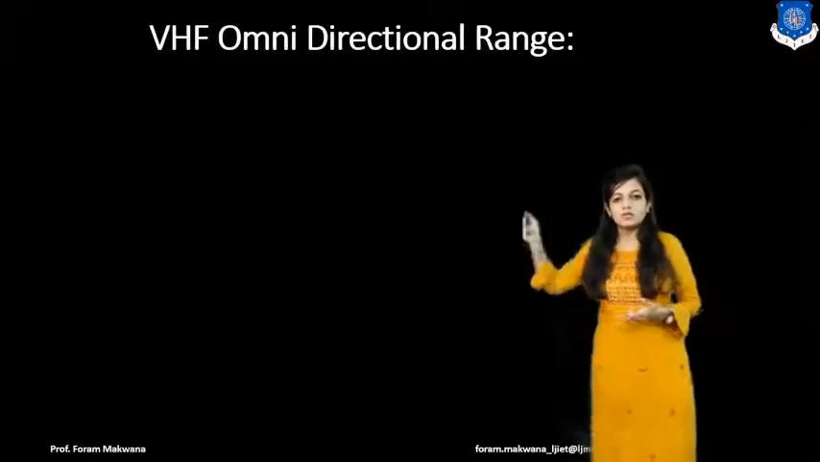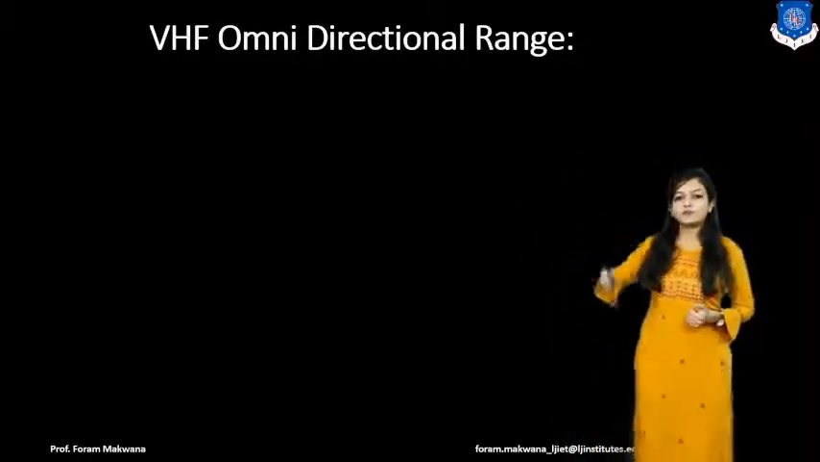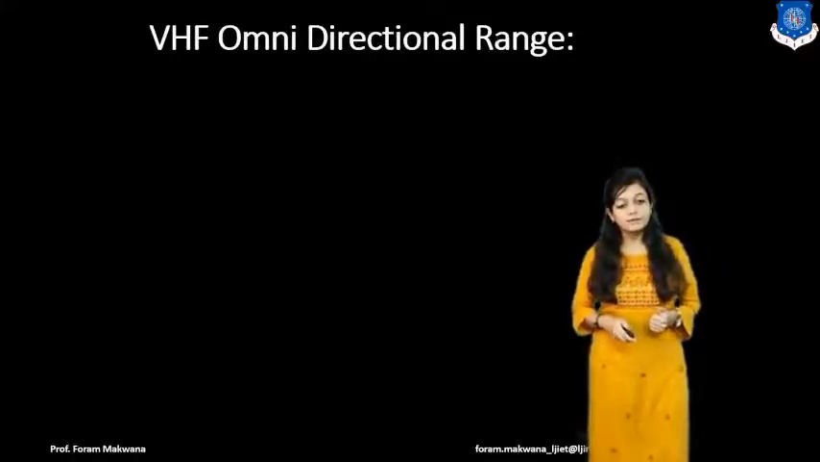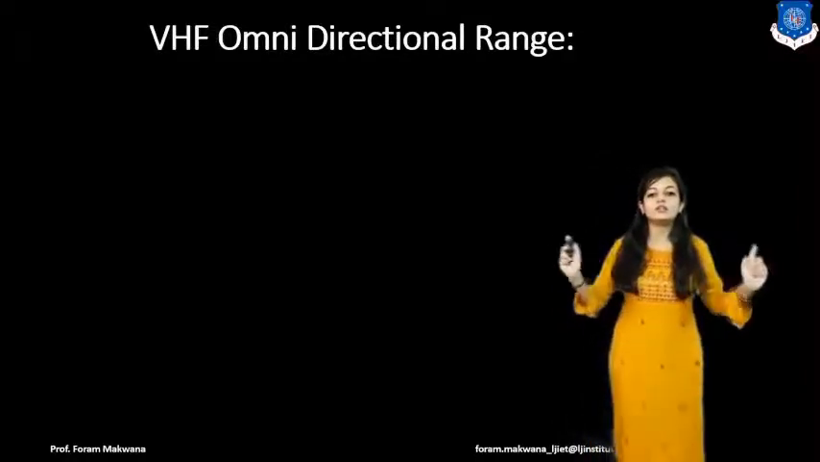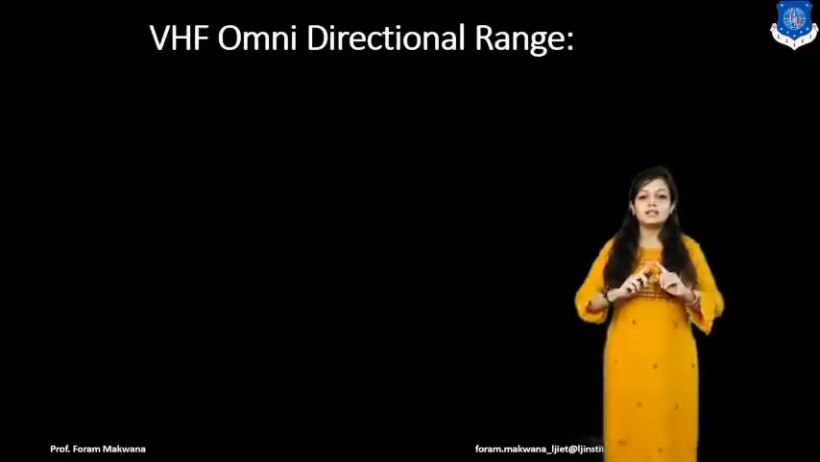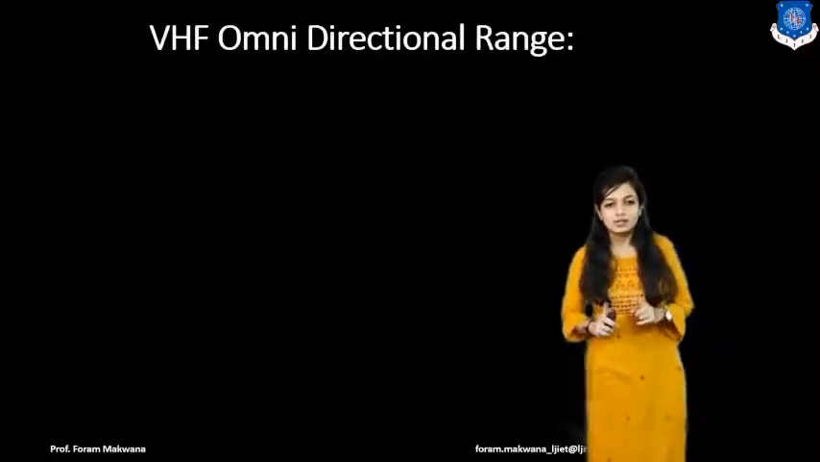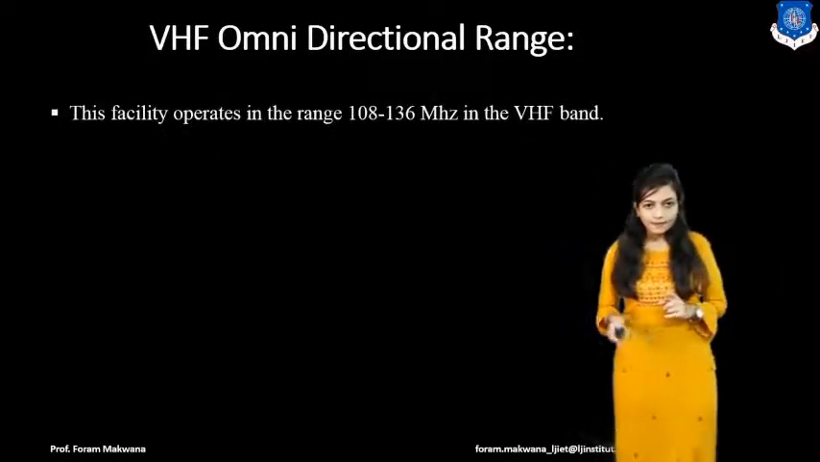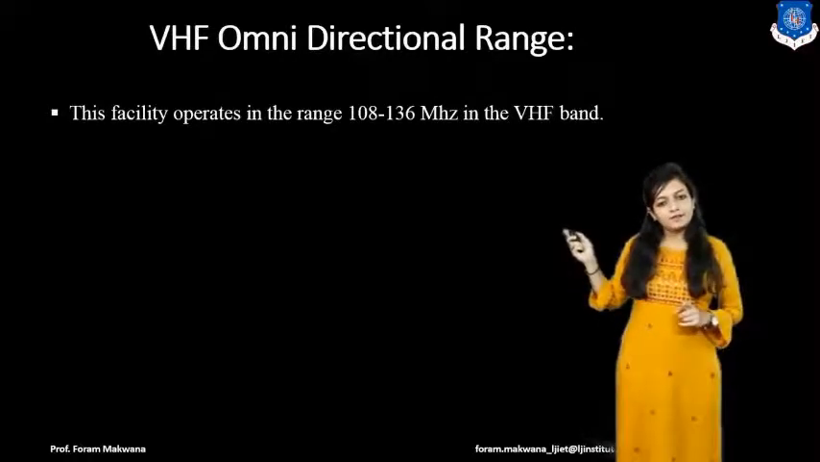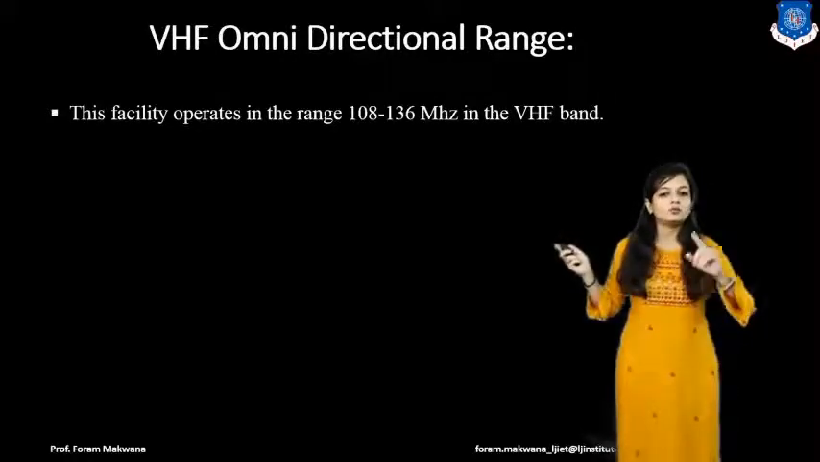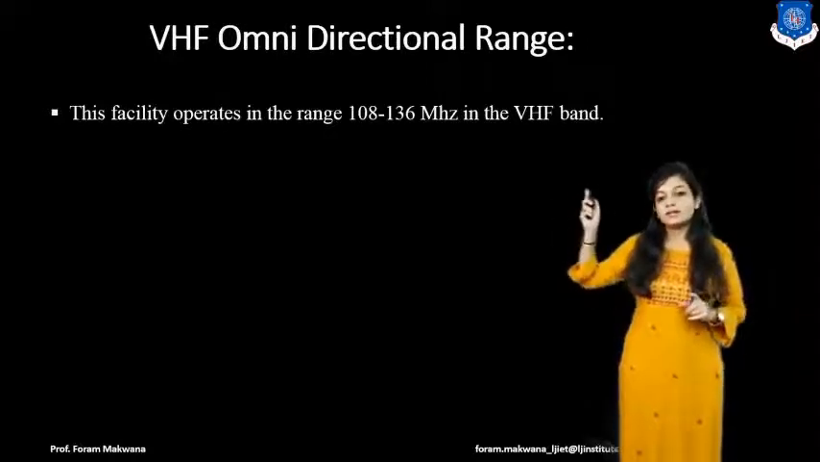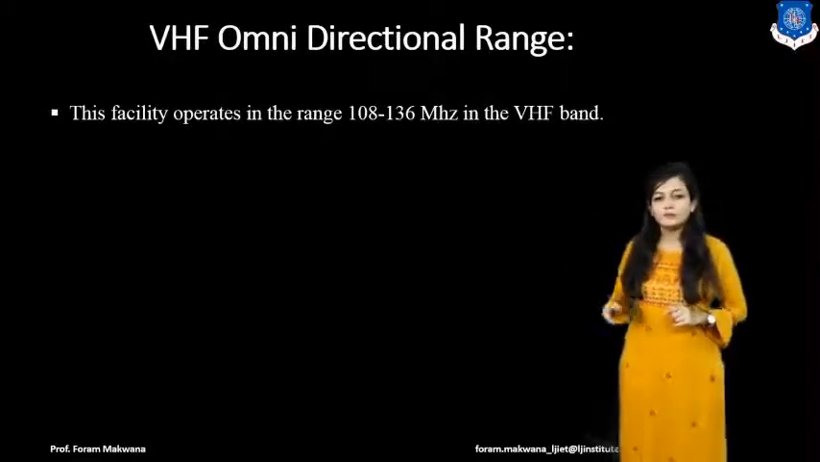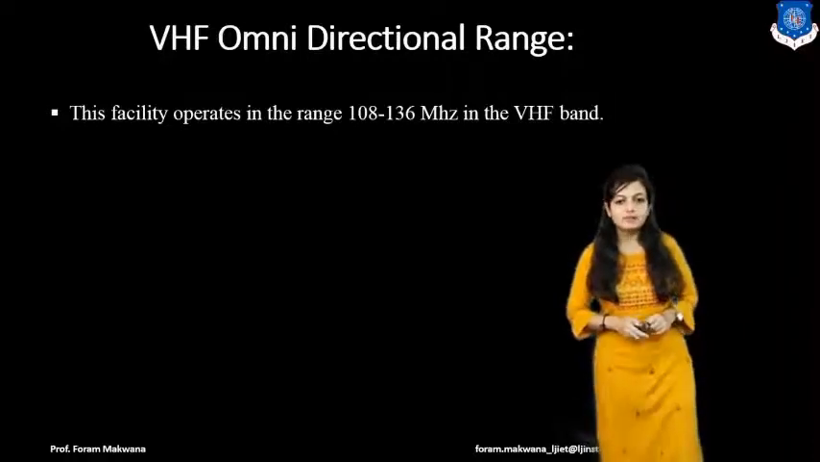That's why we are going to use VOR, that is VHF omnidirectional range. As its name suggests, omnidirectional, that means it is going to radiate the signal uniformly in all directions. But its operating frequency is high compared to the low frequency, medium frequency range. In low frequency, medium frequency, it was in kilohertz. But over here it is in megahertz, lying in the 108 to 136 megahertz range, right?